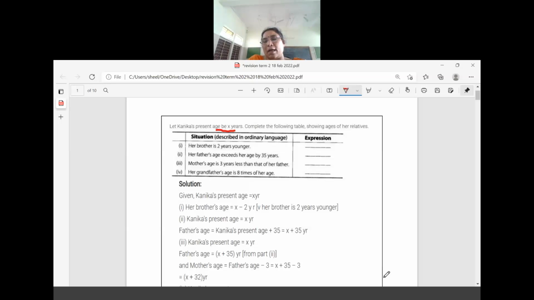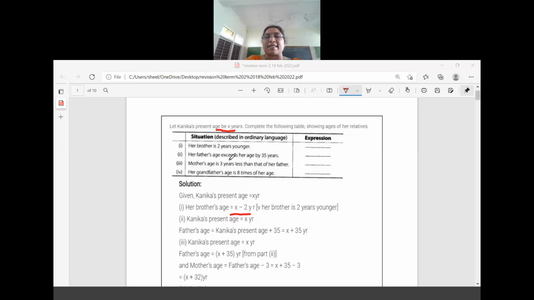Her brother is 2 years younger, which means less than 2 only. So how do we write less than 2? x minus 2. From x only we are reducing 2. So the brother's age will be x minus 2 years. That means suppose you have 10 years, your brother will have 8 years, so 10 minus 2. You are doing the same process, but we have to use algebra, so we write x minus 2.